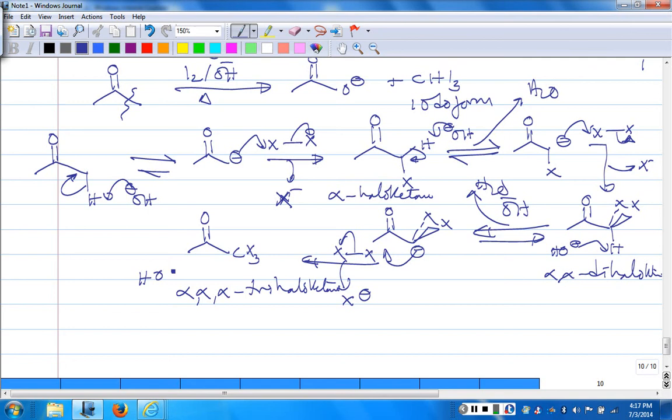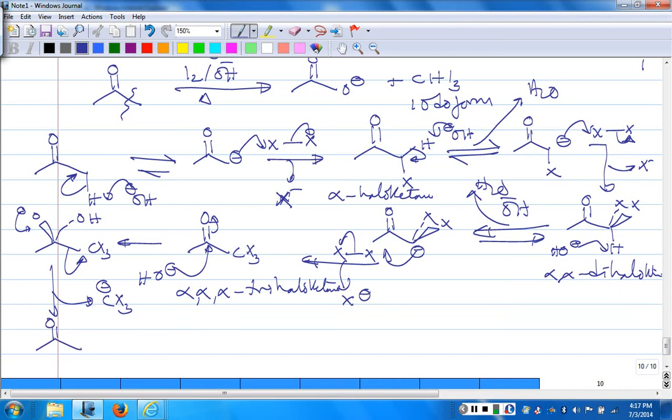And in the presence of more hydroxide, the carbonyl becomes a target. So I attack the carbonyl carbon, and that generates O minus, OH, CX3. Then the O minus comes back, kicks out the CX3 minus. So I'm going to kick out CX3 minus, and I'm going to make C double bond O, OH. So I've made a carboxylic acid. But this is an anion.